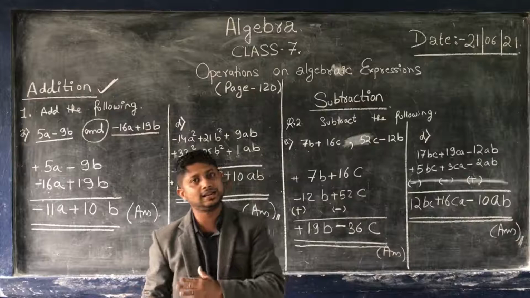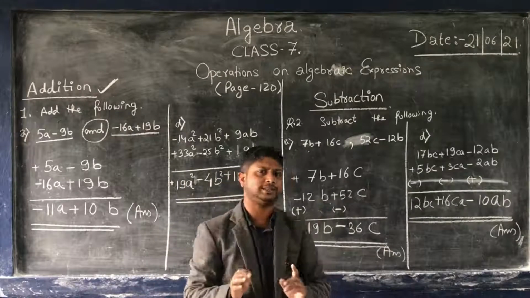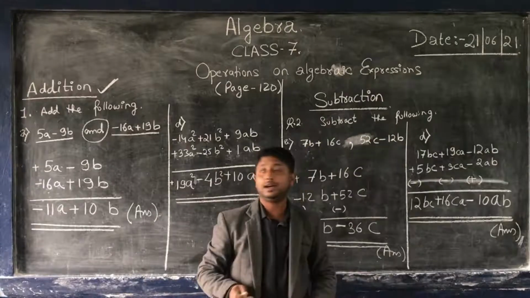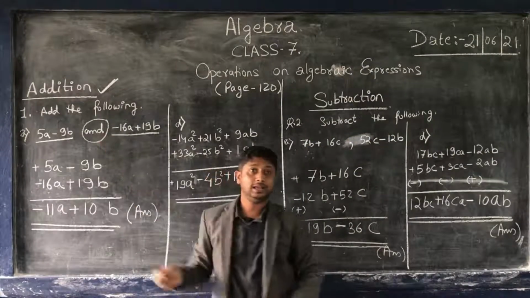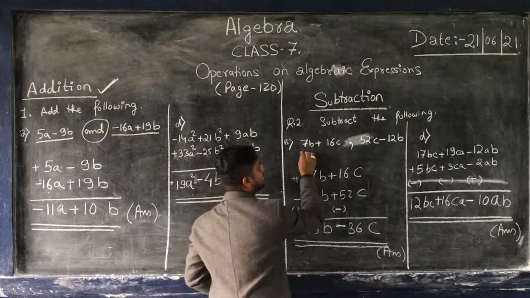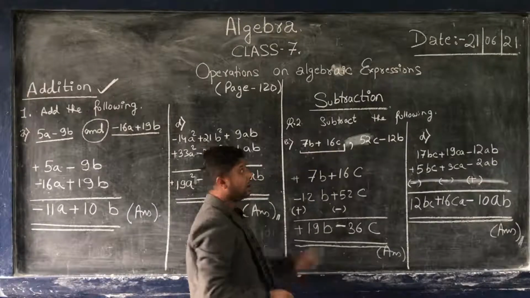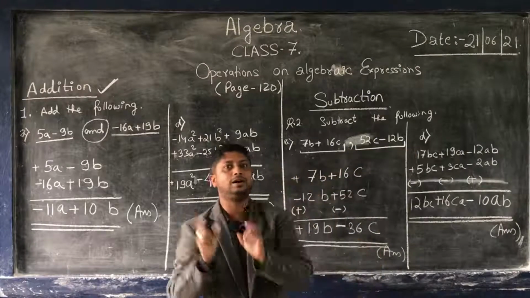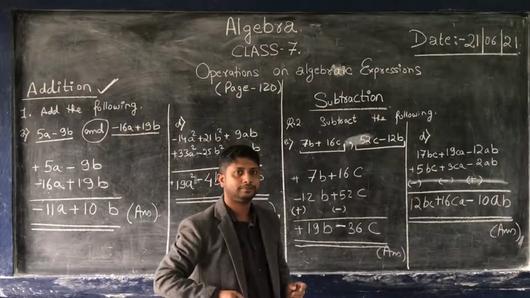Now subtraction and addition, there is only one difference. Now you can see question number 2, subtract the following. Here they have written and here they have given commas. So 7b plus 16 is one single number, comma, 52c minus 12b is the second number or the second term.